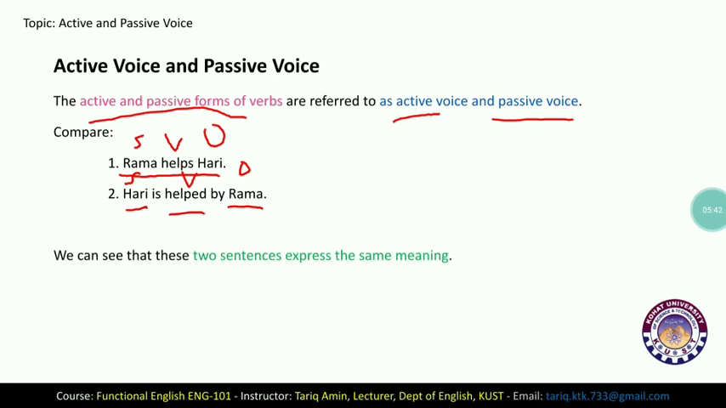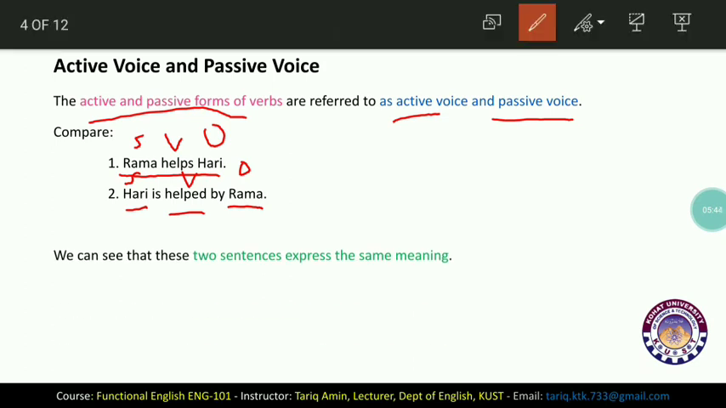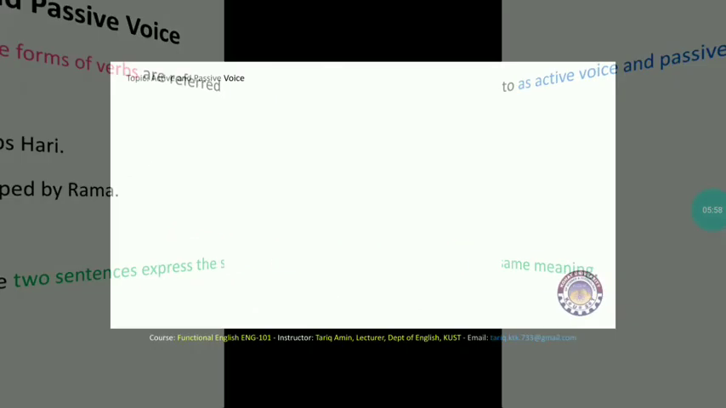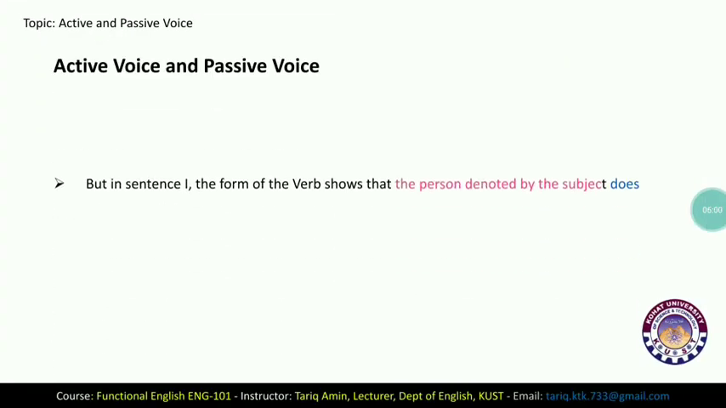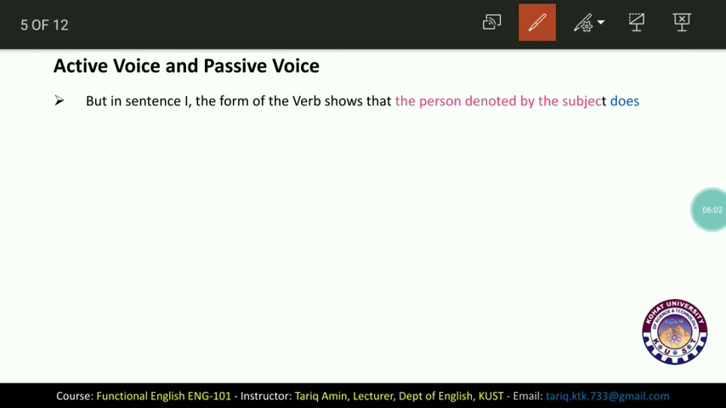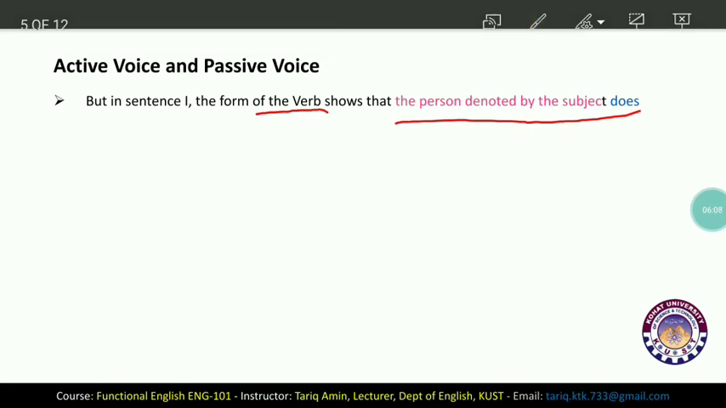We can see that these two sentences express the same meaning, but their structures are a bit different. The first one is in the active voice and the second one is in the passive voice. But in sentence 1, the form of the verb shows that the person denoted by the subject does something.